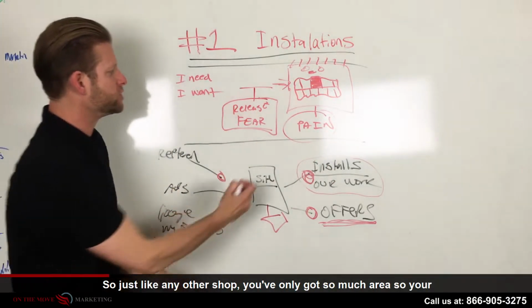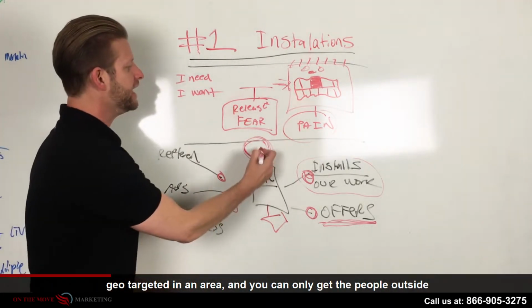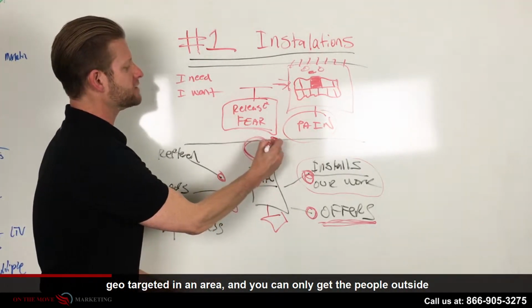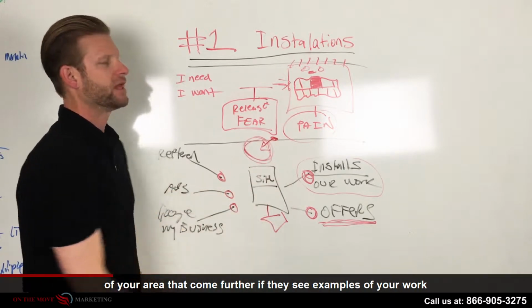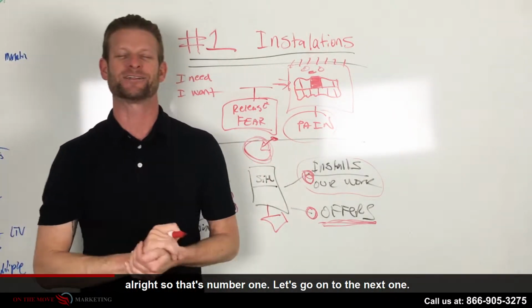So just like any other shop, you've only got so much area, so you're geo-targeted in an area, and you can only get the people outside of your area to come further if they see examples of your work. All right, so that's number 1. Let's go on to the next one.